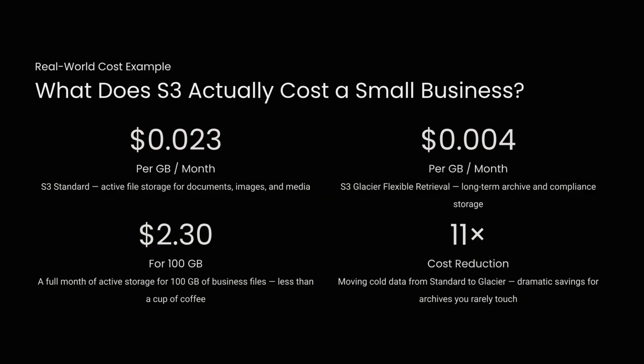For a small business, 100 gigabytes of active storage in S3 Standard costs only $2.30 a month. Moving cold data to Glacier can offer an 11x cost reduction. This is a dramatic savings for archives you rarely touch.